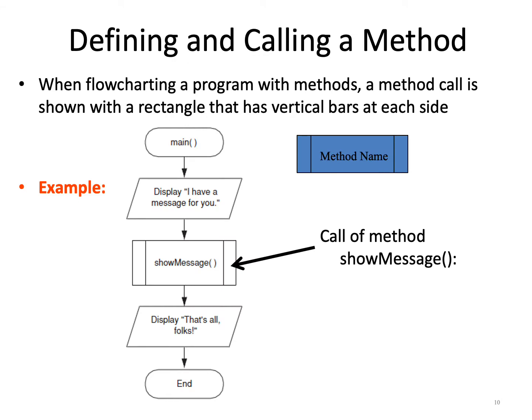Let's first look at how to draw the flowchart when we have a method. When flowcharting a program with methods, a method call is shown with a rectangle that has vertical bars at each side. Within it, we will write the method name.